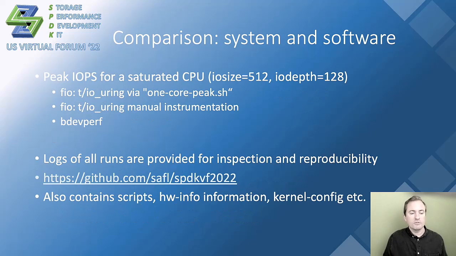Now we measure this using 2 synthetic benchmarks with a tool specialized for measuring io_uring provided with FIO, along with the instrumentation script called one-core peak, as well as instrumenting that test script manually and using BDEV-perf. Now the logs of all of these runs are provided for you to inspect them and also try and reproduce them, which is encouraged.